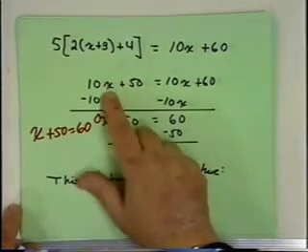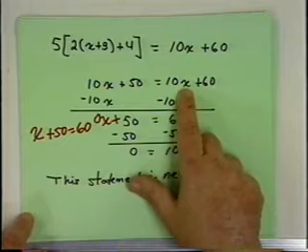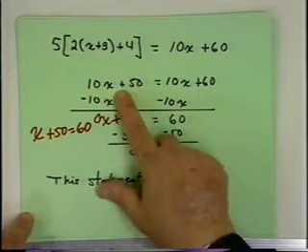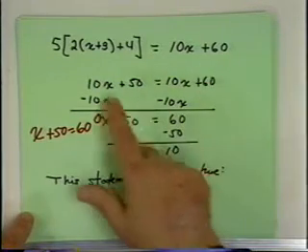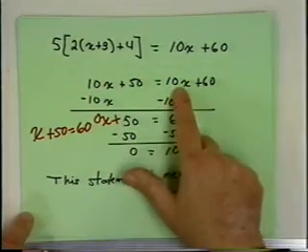This says what? Start with a number, multiply by 10. Well, isn't that the same thing you're doing here? Start with a number, multiply by 10. What are you doing here? Whatever the output is, add 50. What are you doing here? Whatever the output is, add 60. Well, if you start with a number and multiply by 10 in both places, the output's the same so far.